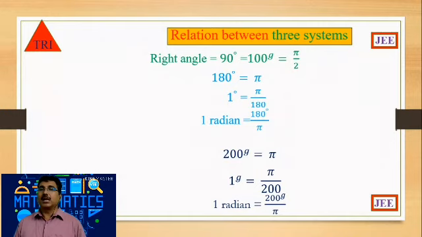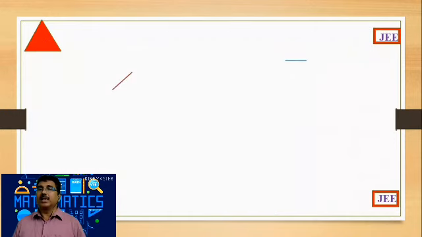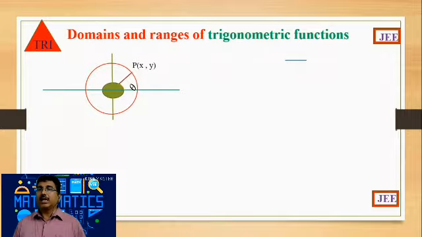Now, the second concept is domains and ranges of trigonometric functions. What is domain? The set of all elements for which the functions are defined. What is the range of functions? Range is the set of all images of domain elements. Now, what are the domains and ranges of trigonometric functions?